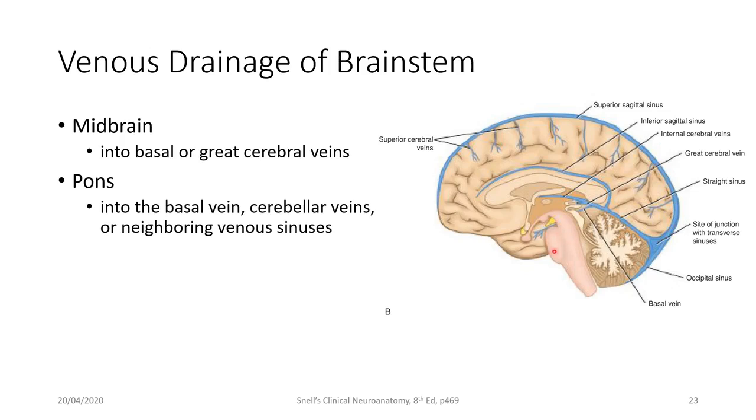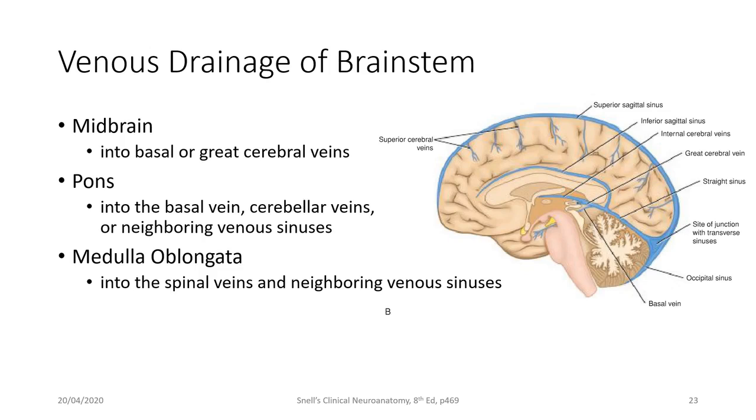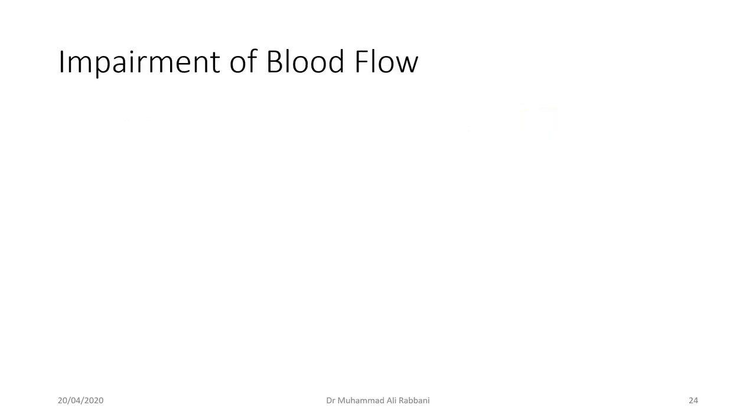Here is the pons, and part of it drains to the basilar vein. Here is the cerebellum. Near to it, venous drainage goes to the cerebellar veins or neighboring venous sinuses, the sinuses you studied with the meninges. And then there is the medulla oblongata. Part of it drains through the spinal veins, and part of it through neighboring sinuses.